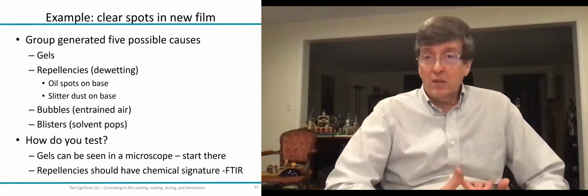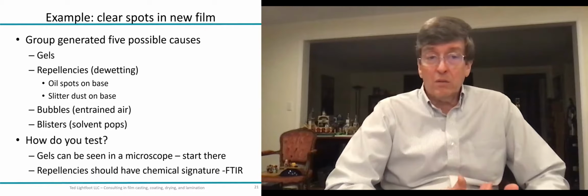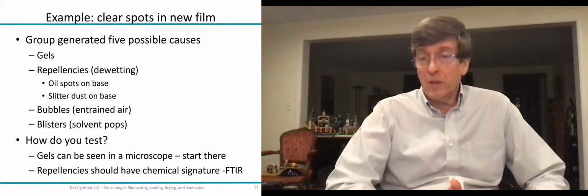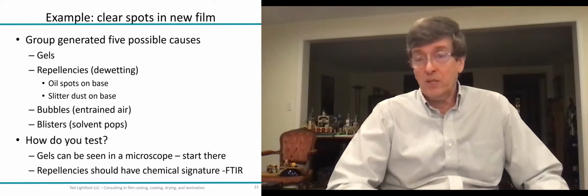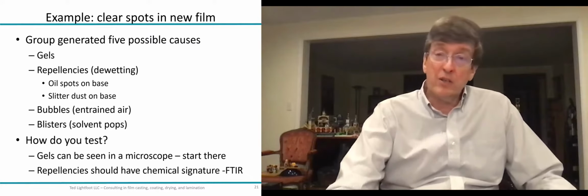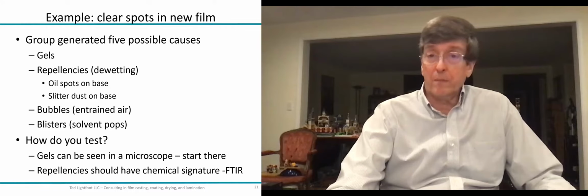So how do you start testing this? Well, gels can be seen in a microscope. And in my opinion, every coating line should have a microscope, whether it's in the control room or the control lab next to the coating line. But you ought to have a place you can go look at your defects and say, that's not a gel. Okay. Other tests, though, might have to be sent off to a lab and it might take a week.